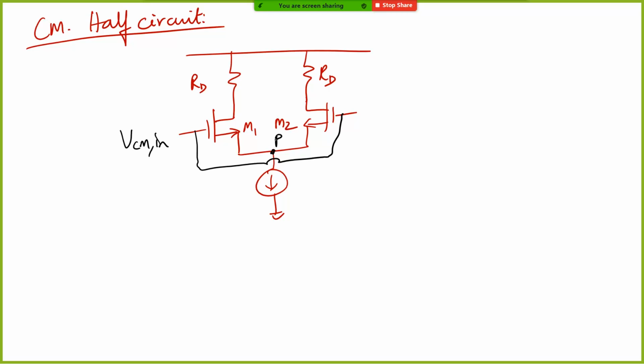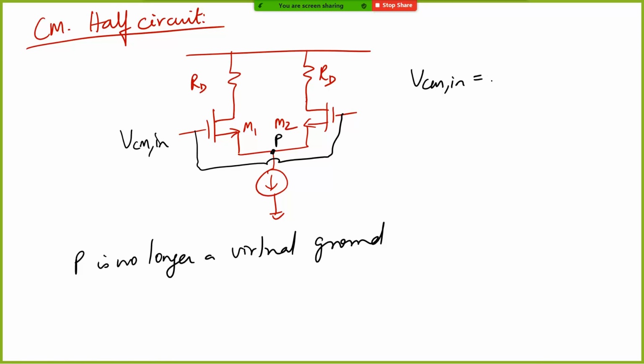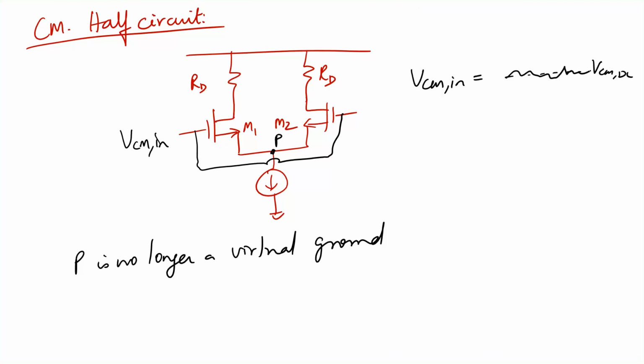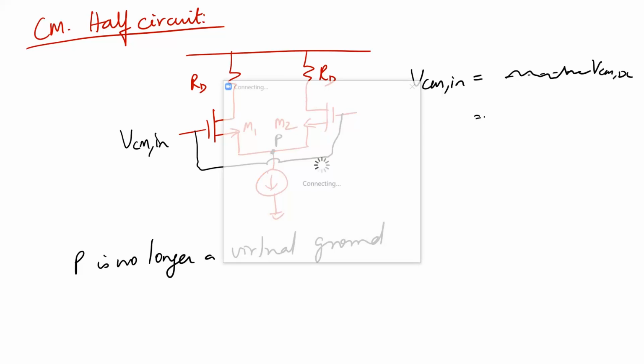Now when both the sides are having the same signal and there is a common mode input, this node P is no longer a virtual ground. It becomes a virtual ground in the differential case because one side you have plus delta V, another side you have minus delta V, and therefore you can talk about P being a virtual ground. But for a common mode input, VCM in can basically have a certain DC voltage, VCM DC, with some AC voltage, some noise. So this comes for both the P and the M side.